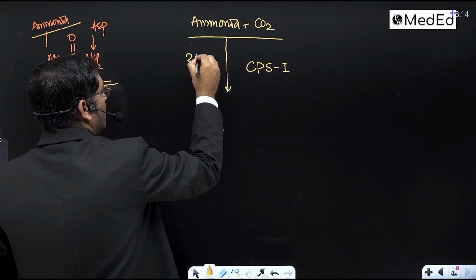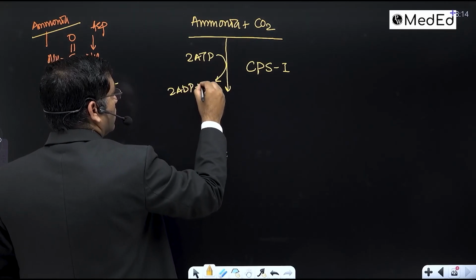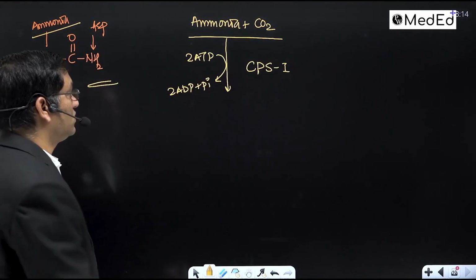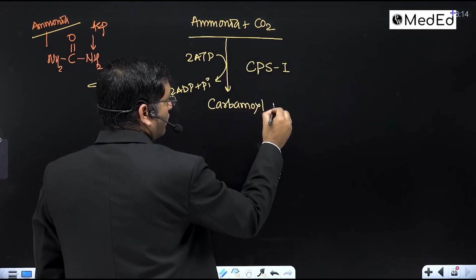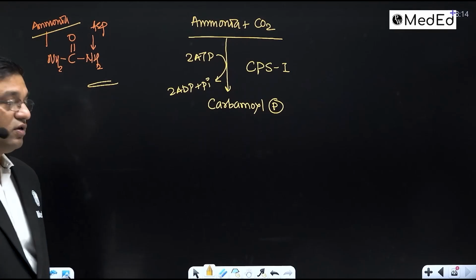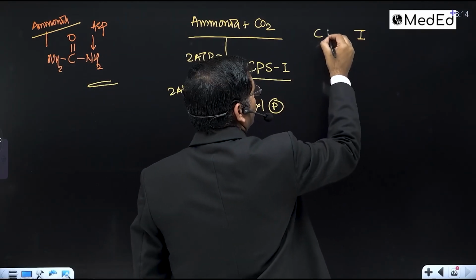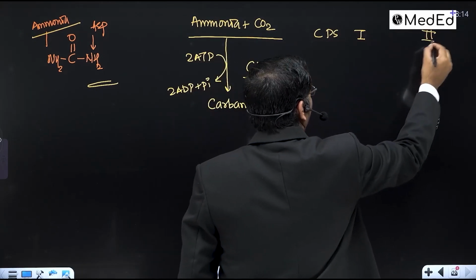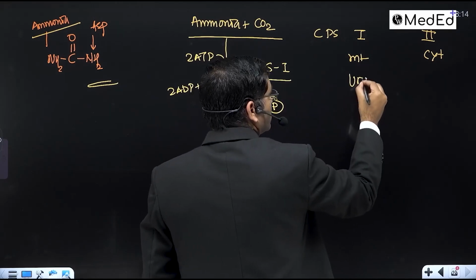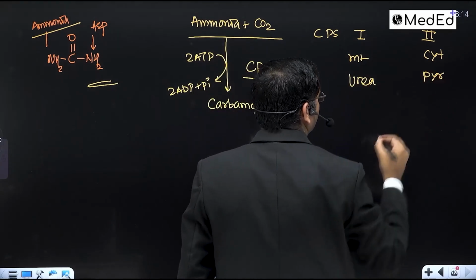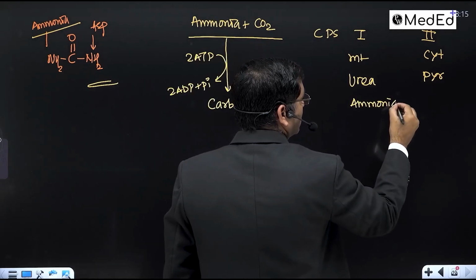2 ATPs are utilized in this step, converted into ADP and inorganic phosphate. So it is the formation of carbamyl phosphate with the help of CPS1. There are CPS1 and CPS2. CPS1 is present in the mitochondria, CPS2 is present in the cytosol. One is for urea synthesis, the other is for pyrimidine synthesis. The source of nitrogen is ammonia in CPS1, and glutamine in CPS2.